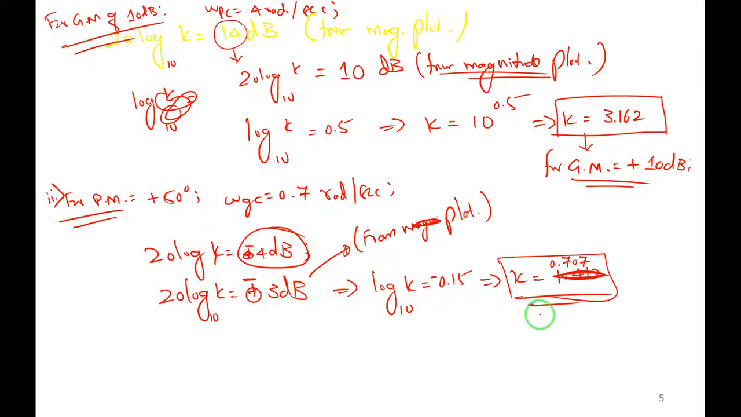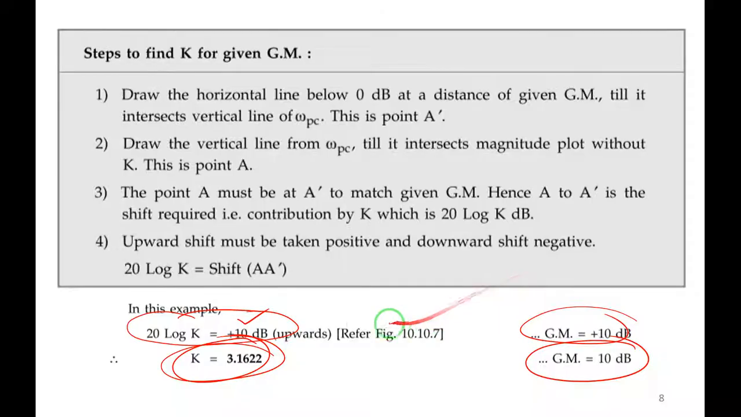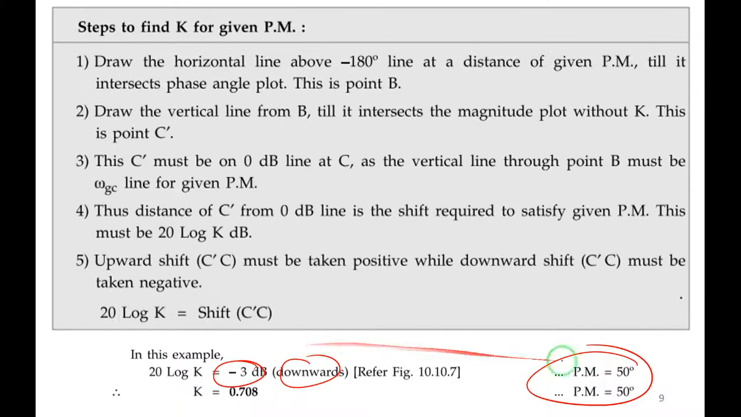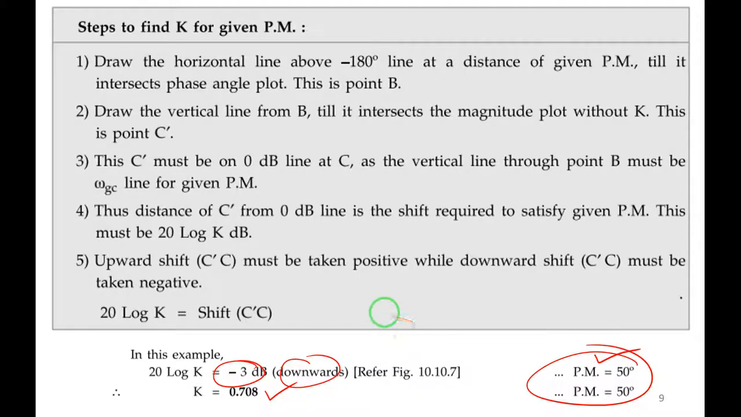So this is one variety of problem. When phase margin is given, this is the value of K. When gain margin is given, this is the value of K. For phase margin 50 degree, the value of K is 0.707, and for gain margin of 10 dB, it is 3.162. Okay, this completes. I'll stop recording.